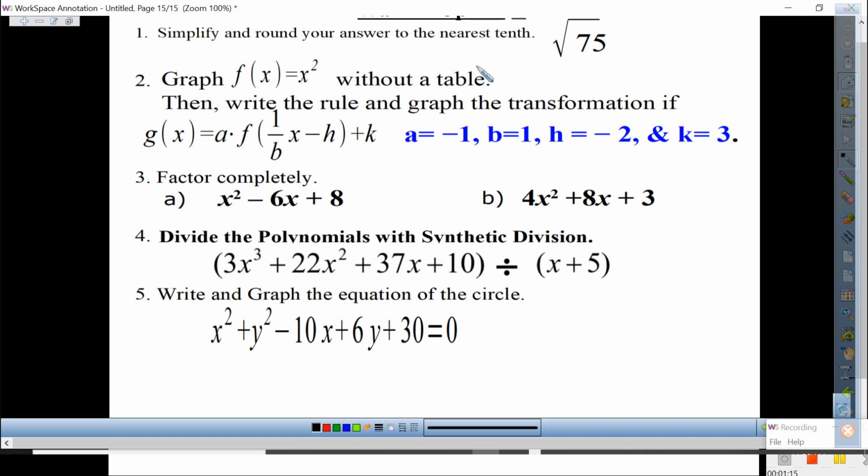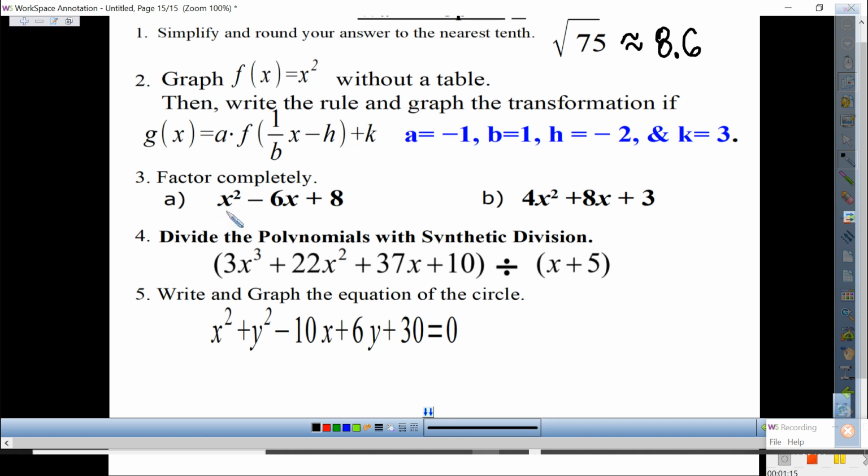All right, here we go. Number 1, simplify and round your answer to the nearest tenth. So this was approximately, Lewis, what'd you get? 8 point something, yes. Have you got 8 point something? Yes, that something is 6. Have you got that? All right. For number 2, for right now, I'm going to skip number 2 since you guys are experts at that one already. I'm going to go to 3.